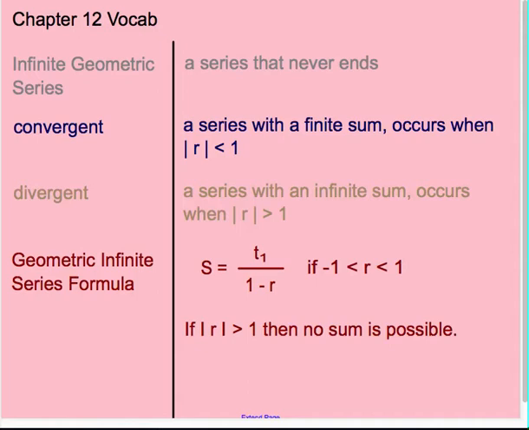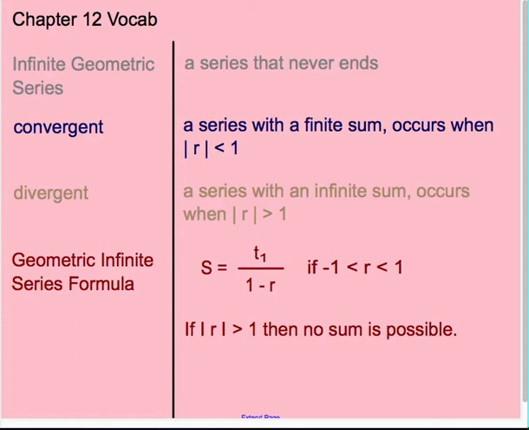One is convergent, and this is a series with a finite sum. So even though the number of terms never ends, when the absolute value of the common ratio is less than 1, it approaches one single number, because each term will start to get smaller and smaller until essentially the terms are 0.